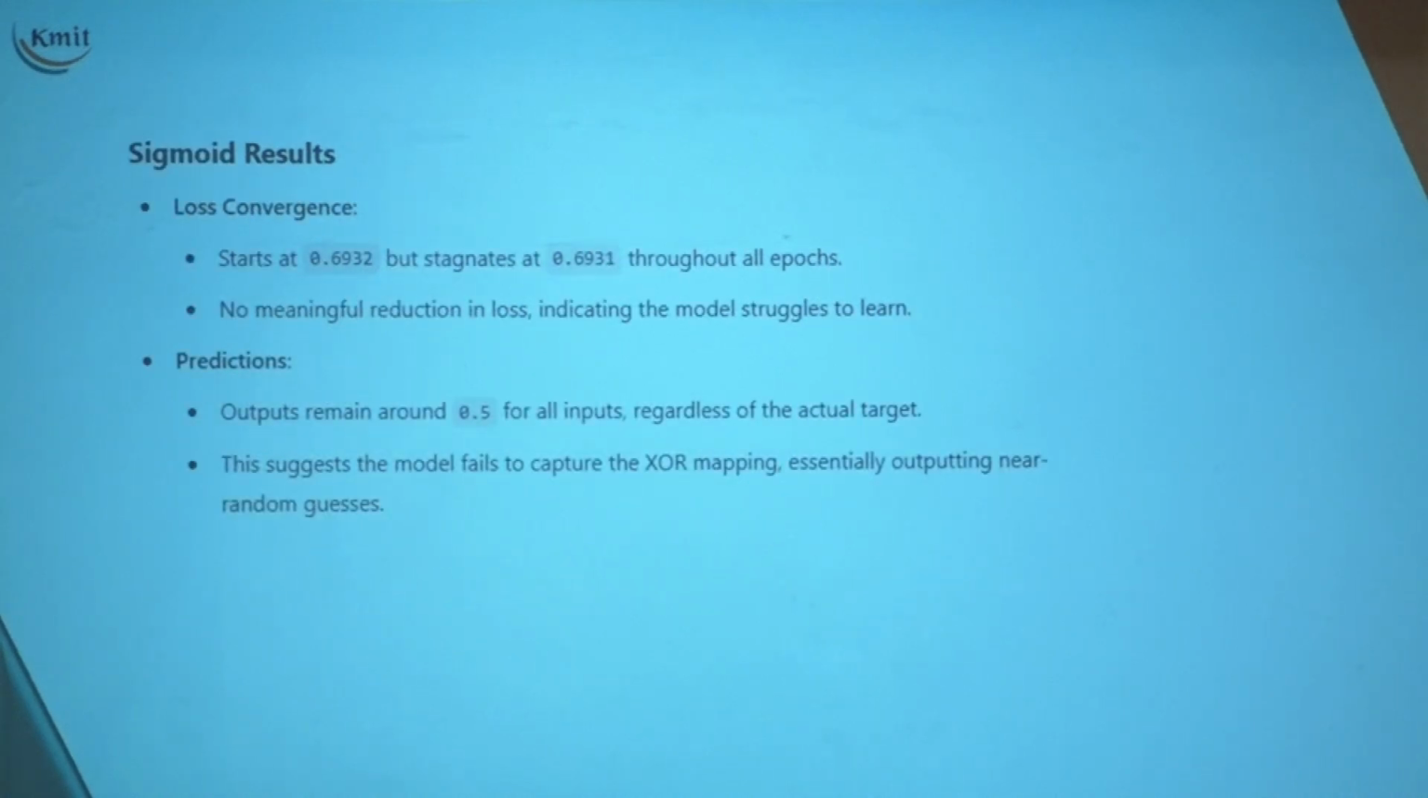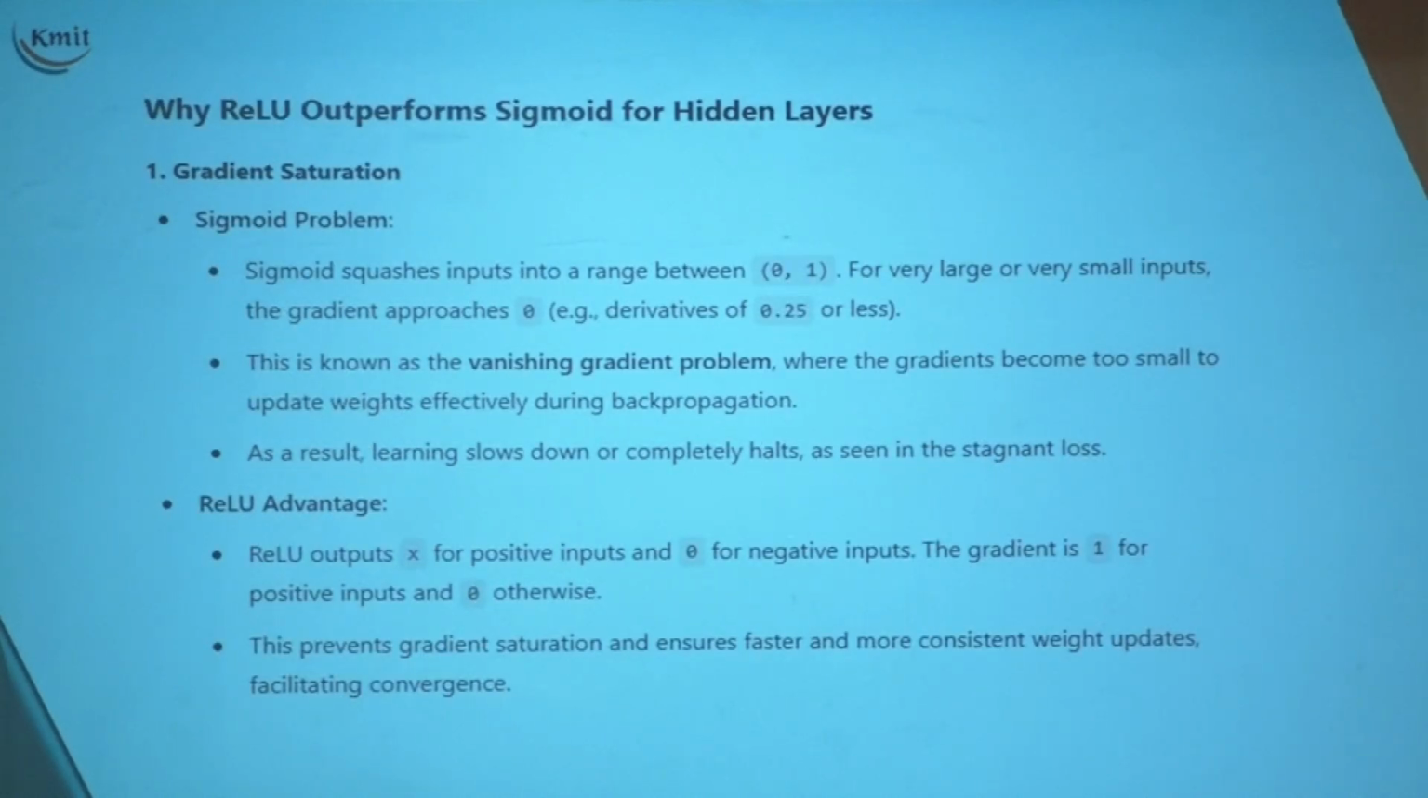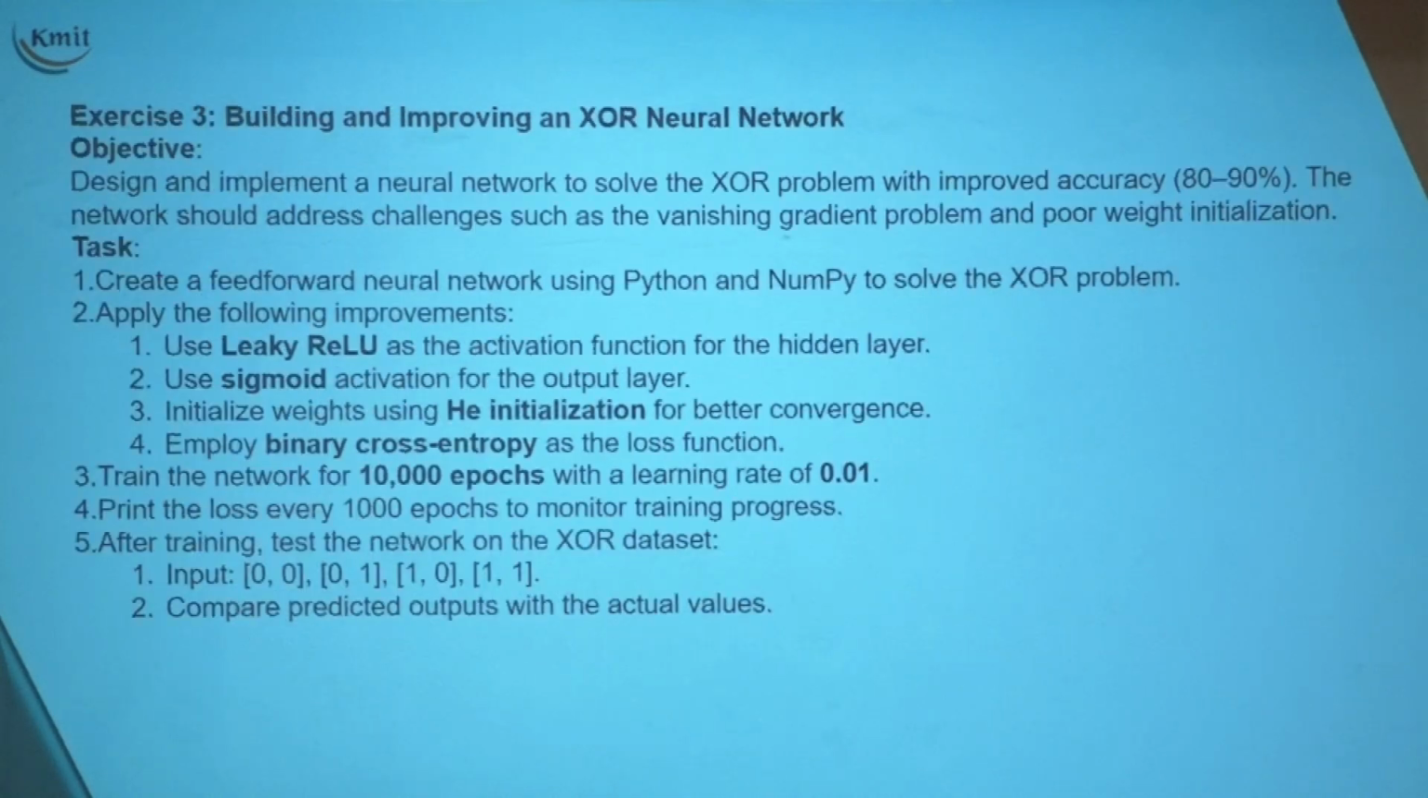Next, in case of sigmoid, there's no change. Okay. Now, why does ReLU outperform? This is the answer that I want from you, so I won't show this. Why is ReLU outperforming sigmoid? Why is the loss convergence good for ReLU but not for sigmoid is what you have to give me as the answer. Okay. Next. What is your third task?